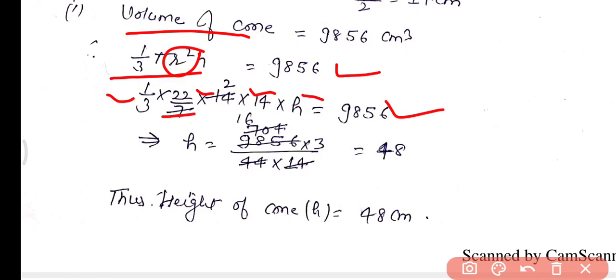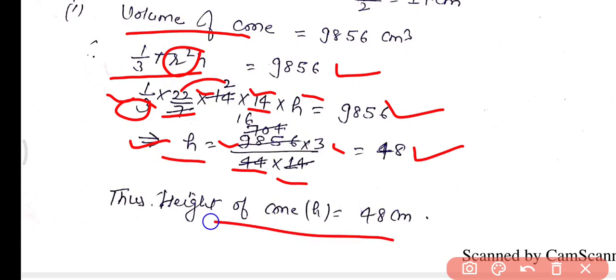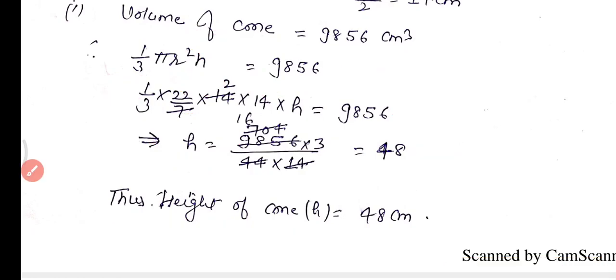So now you can see here 7 to the 14, and transpose all the values to the right hand side, and you will get h equals 9856 into 3. This 3 will be transposed to the right hand side and become multiplication, and 22 into 2 becomes 44, and this 14 will be here. So now after simplifying you will get 48. So height is 48. So the height of the cone is 48 centimeter.